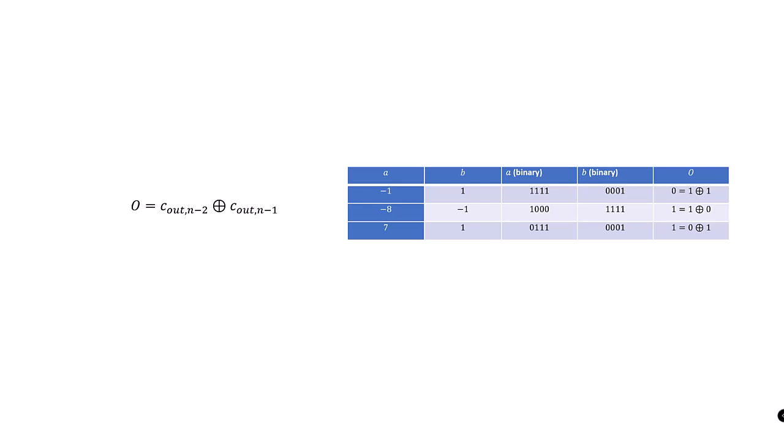We can define an overflow operation for 2's complement numbers. Adding -1 and 1 does not result in an overflow. Adding -8 to -1 gives us a number that is more negative than what we can represent in 4 bits, which results in an overflow. Adding 7 to 1 gives us a number that is more positive than what we can represent, giving an overflow.